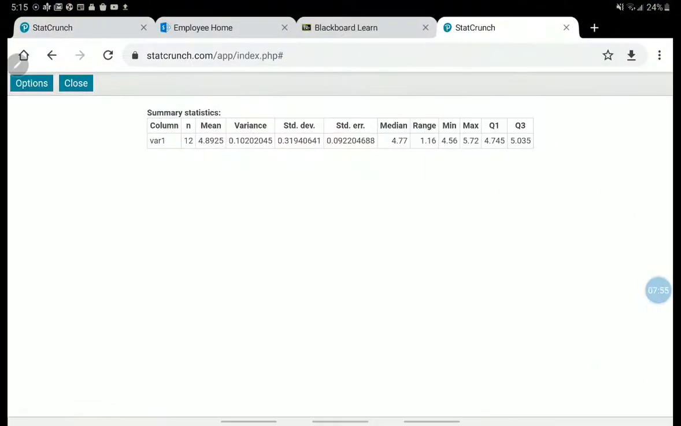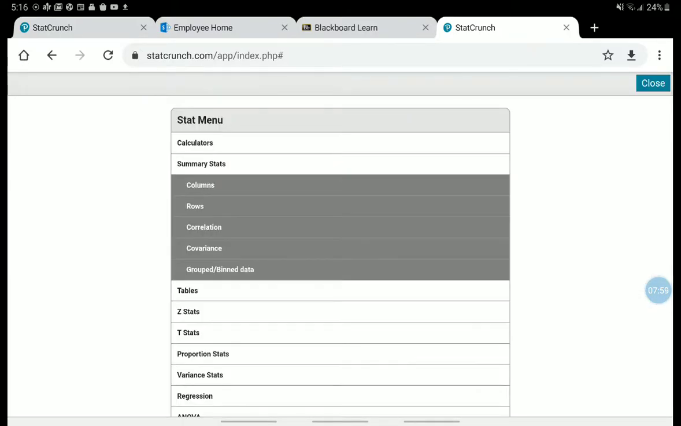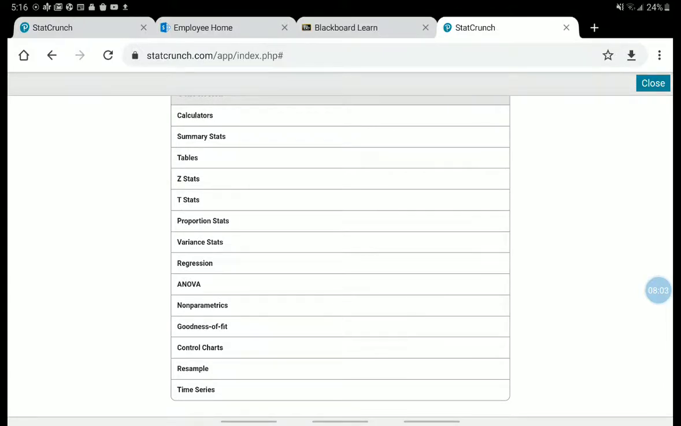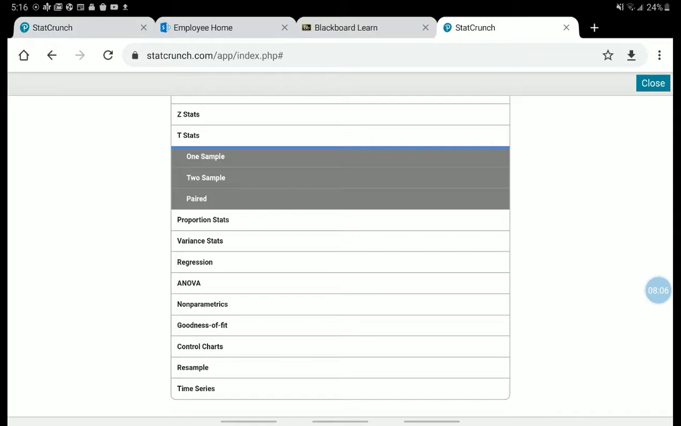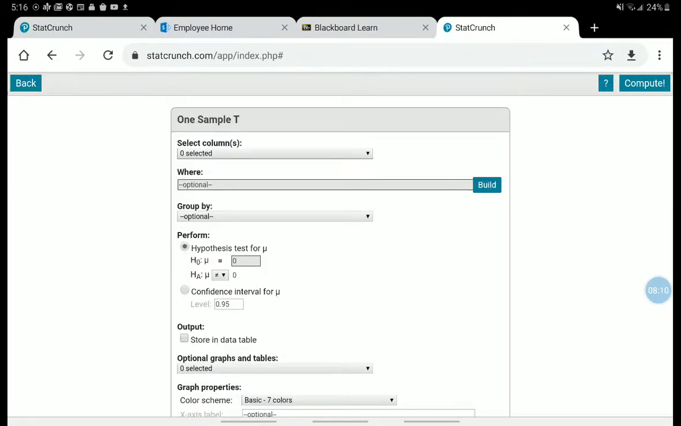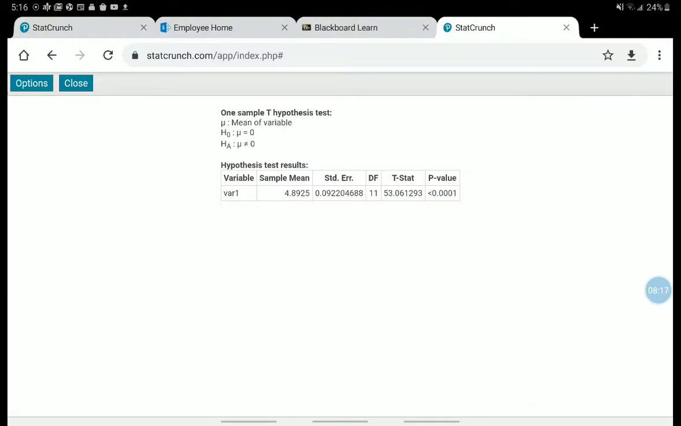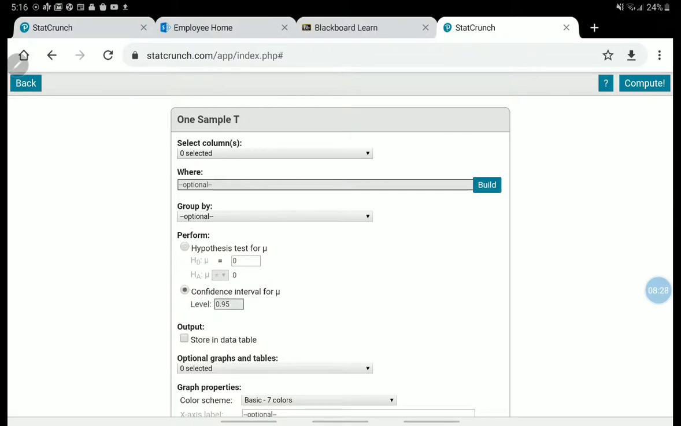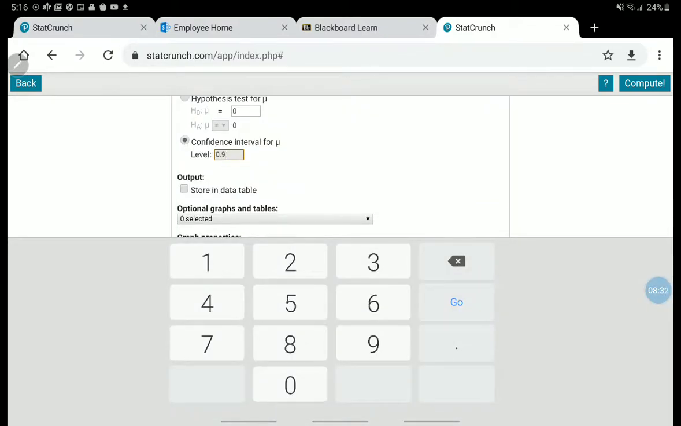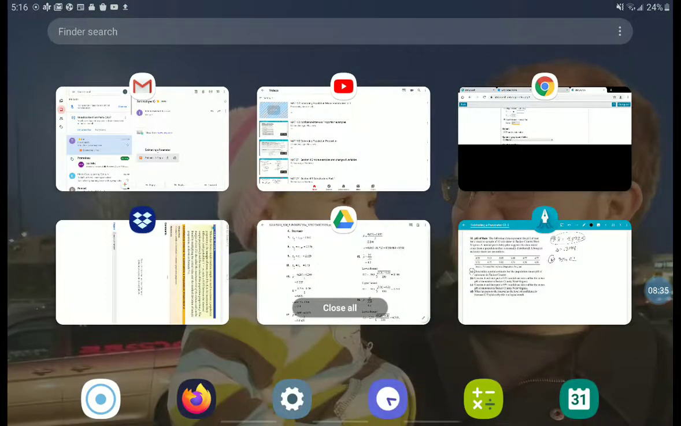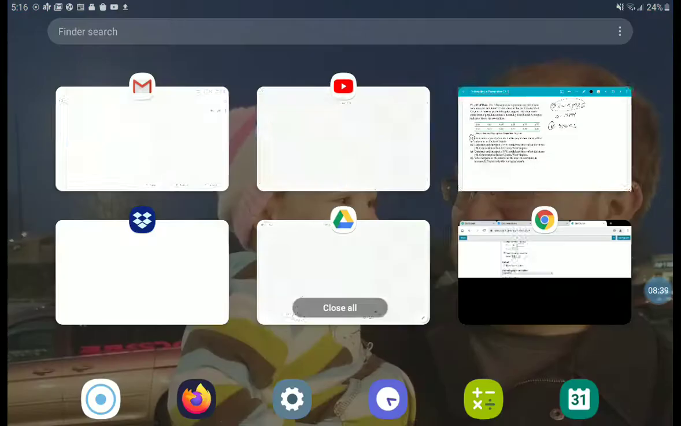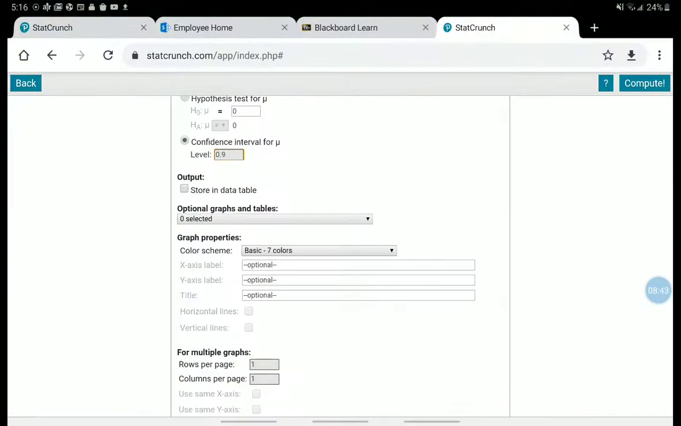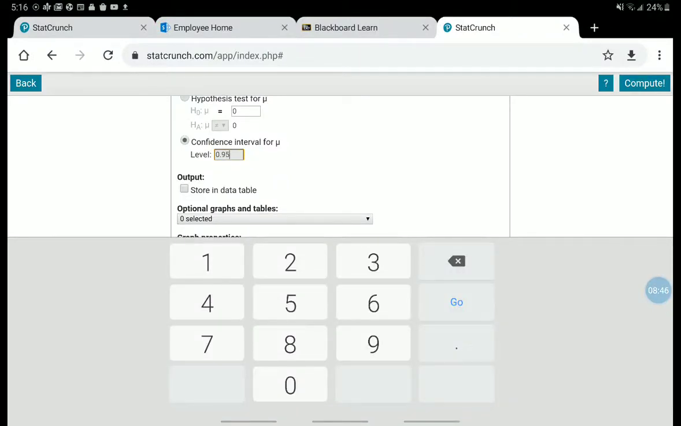So if we go back to StatCrunch, we're going to go Stat, T-stats. This is a 1 sample. This is with data. And our data is in that first column. And we want to compute. Oops. Let's try that again. I forgot to choose confidence interval. Confidence interval. And we want a 95% confidence interval. And then compute.